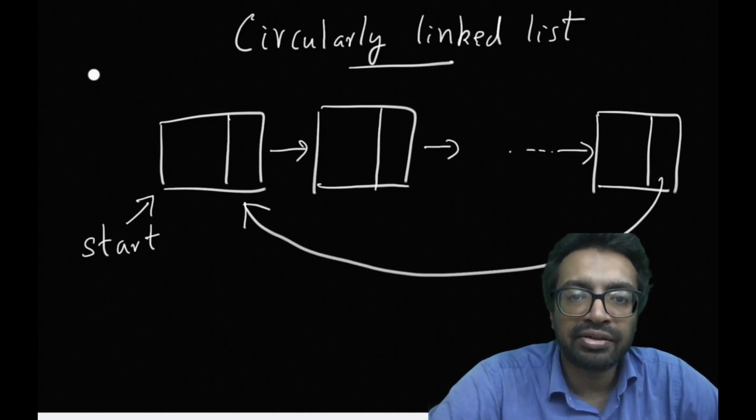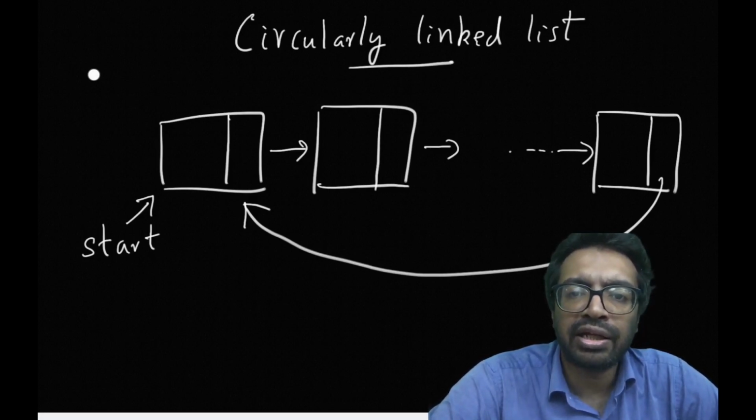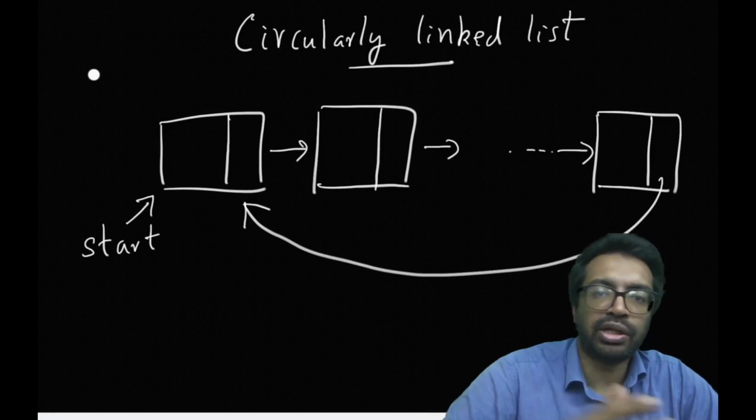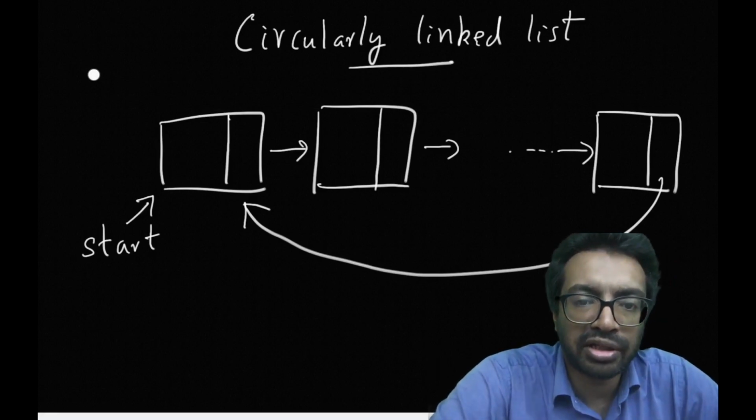Hi all, welcome back. We're going to look at circularly linked lists. This is almost similar to a singly linked list. Just like a singly linked list, it has just two members in a node, the element member and the next pointer. You can see the picture, right? The next pointer is going to point to the next element in the list.